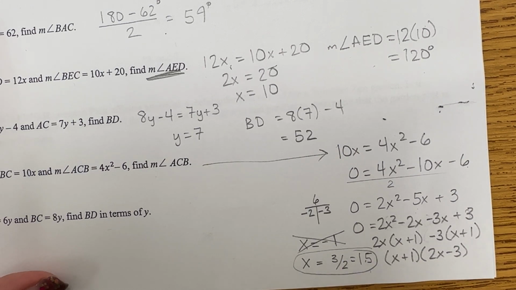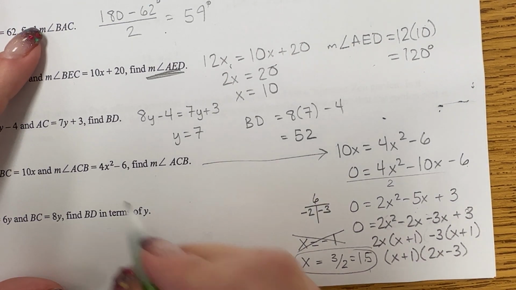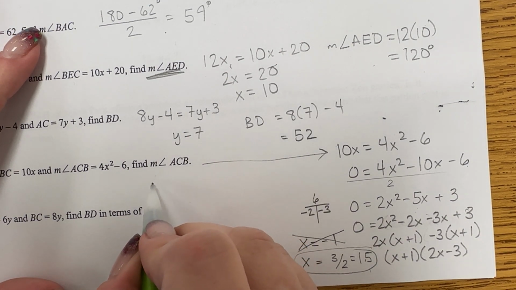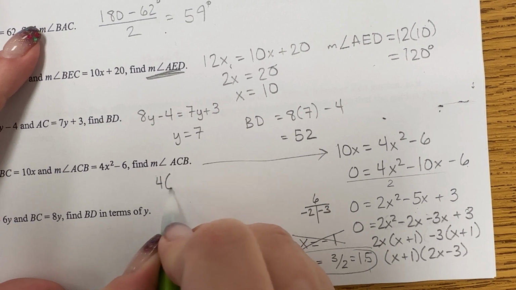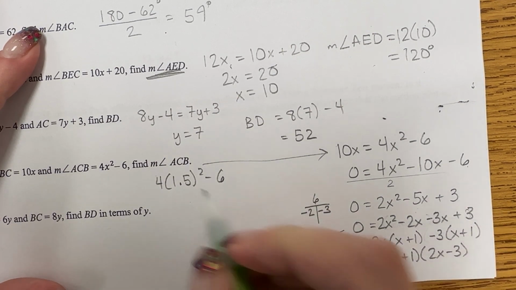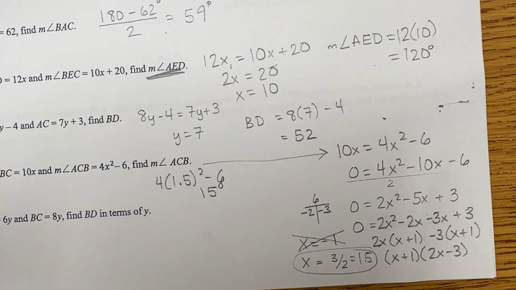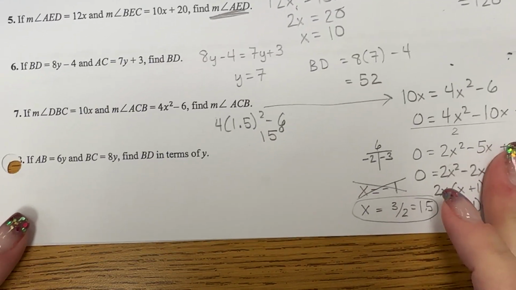Instead, I want to use this as my value. So if I do that, I'm going to end up with measure of my angle as being 4 times 1.5 squared minus 6, and that's going to end up being 15 degrees. And that's the right answer. All right, let's go to our last one.